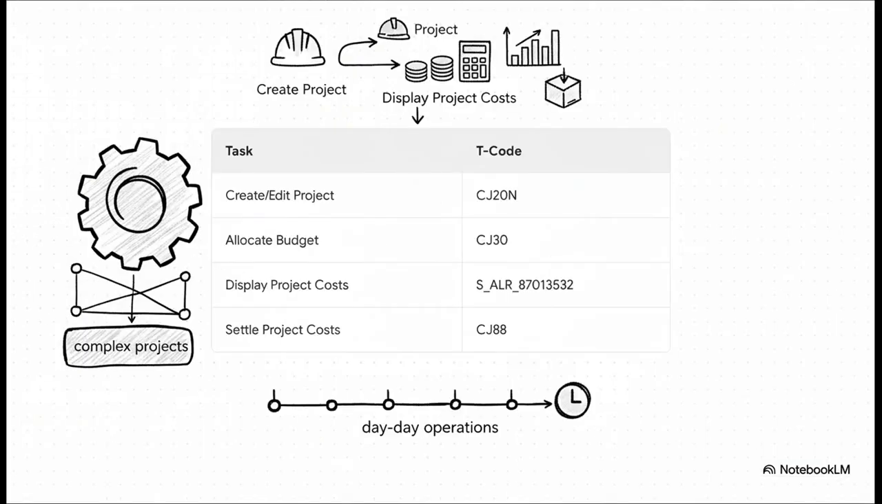And for those of you who already live in the SAP world, here's a little insider cheat sheet for you. These are some of the key transaction codes, or T codes, that you'd use for day-to-day tasks, from building a project with CJ20N to settling all the costs at the end with CJ88. It's a little peek behind the curtain.